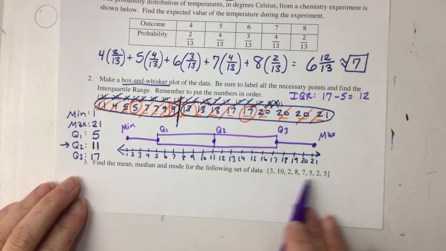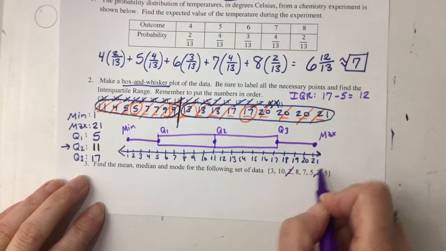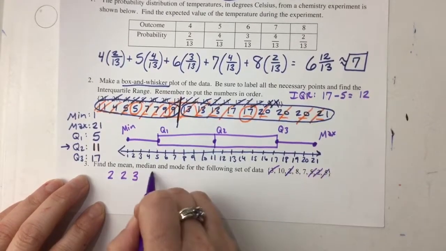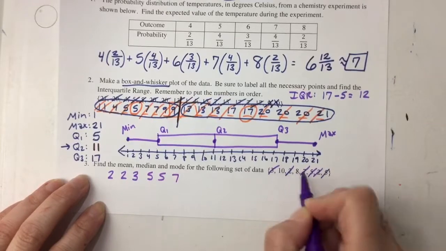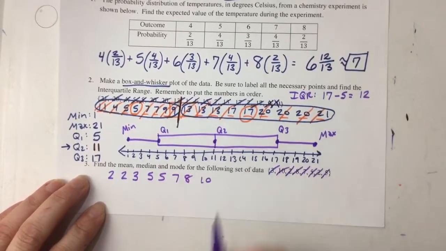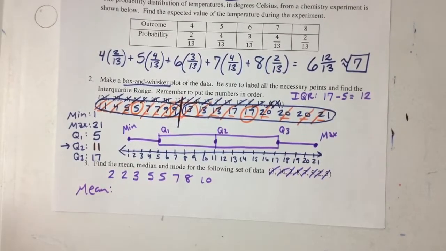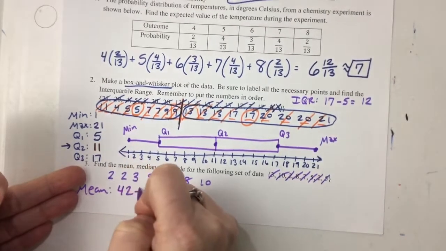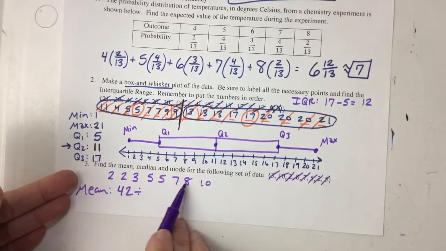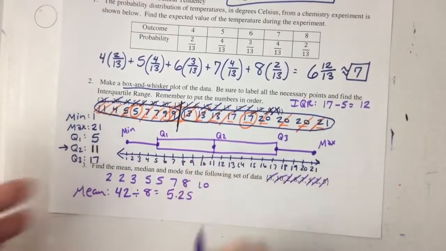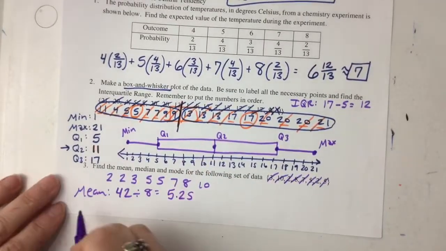Mean, median, and mode. Step 1, again, you want to put the numbers in order. There are 2 2s. There's a 3, 1, 2 5s, 7, 8, 10. Okay, your mean. Remember, the mean is when you add them all up and divide by how many terms you have. So 2 plus 2 plus 3 plus 5 plus 5 plus 7 plus 8 plus 10. 42. You divide it by 1, 2, 3, 4, 5, 6, 7, 8. 42 divided by 8, your mean is 5.25. Mean is also called the average.